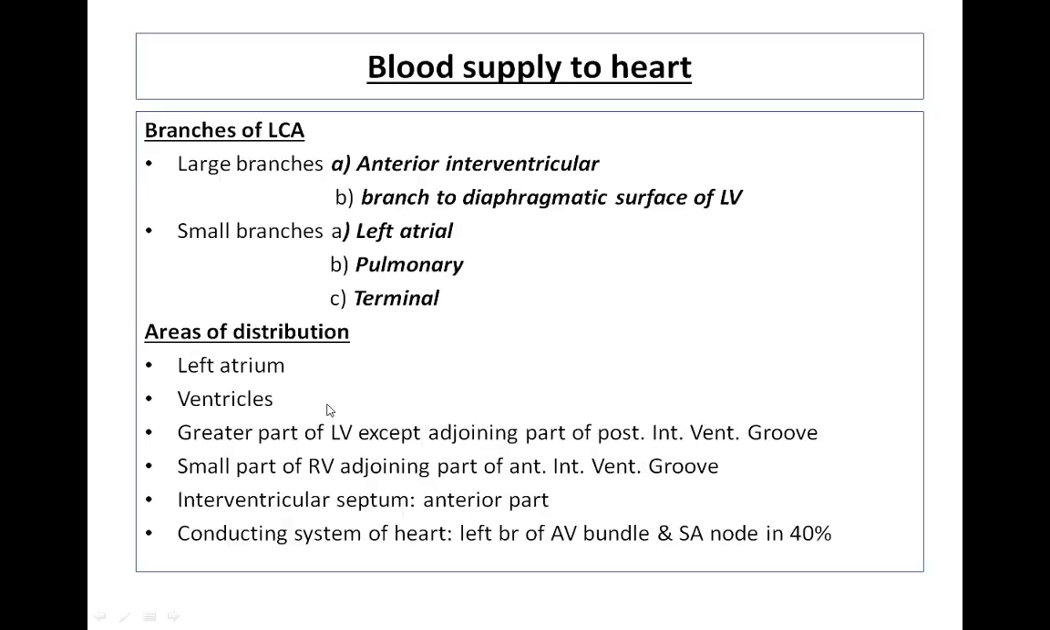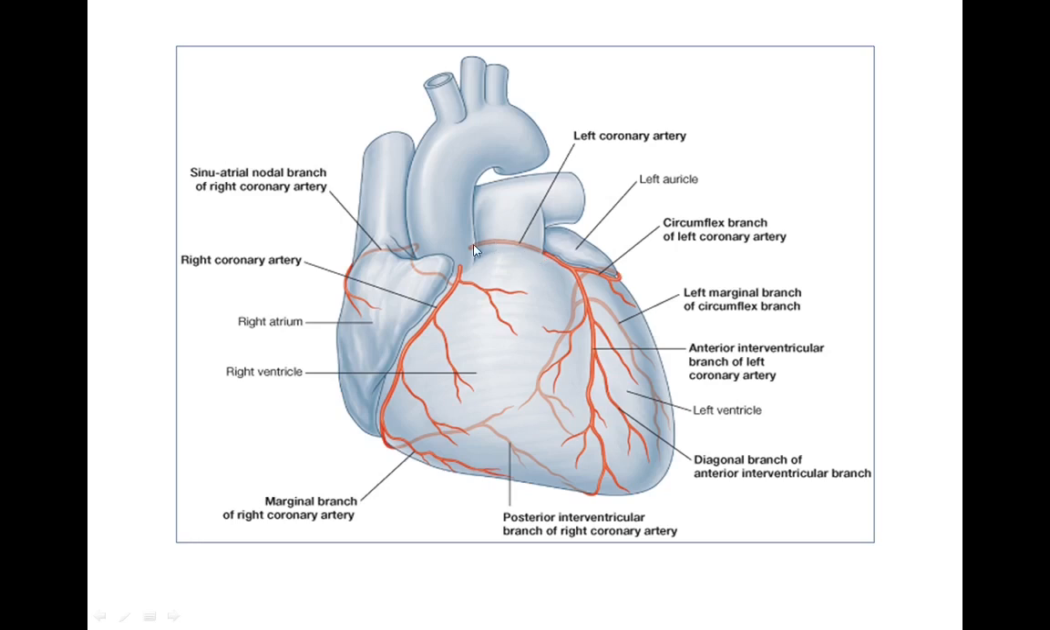Now it runs forwards. See here, this is our aorta. Suppose in this area is the aortic sinus. Then it comes out between the pulmonary trunk and the left atrium. Then it reaches the left part of the coronary sulcus. This is our coronary sulcus, between the atria and ventricle.